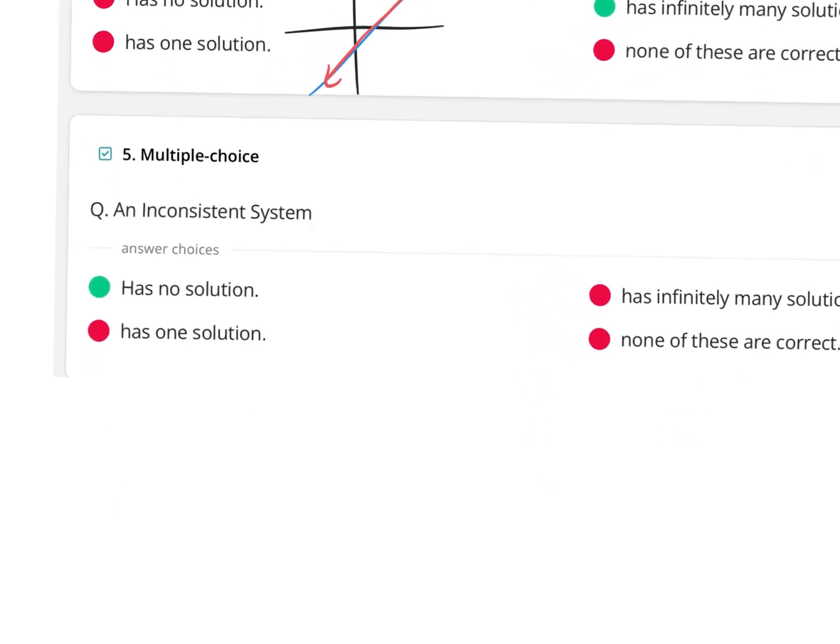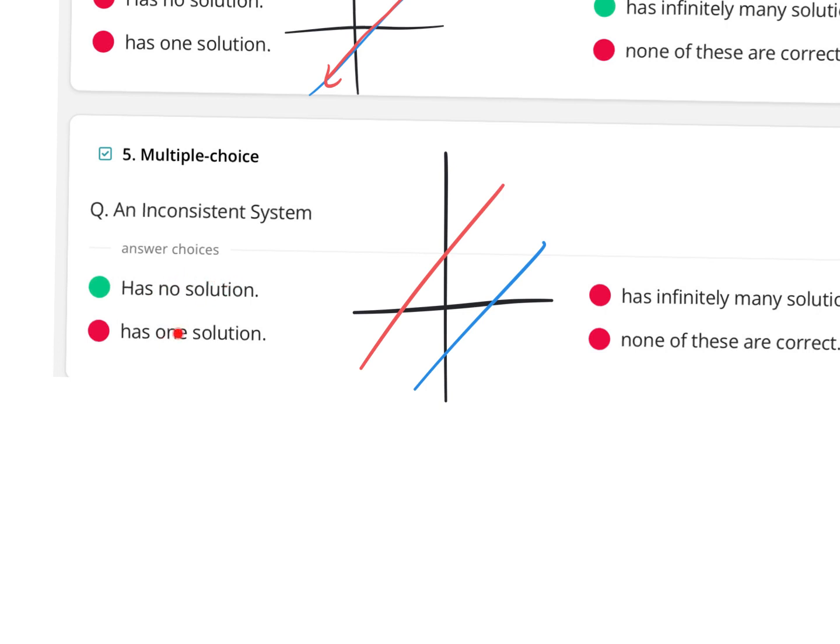Okay. How about an inconsistent system? Well, even before reading your options, just what does an inconsistent system look like? It doesn't cross. Yeah, they're parallel. So you have two lines that don't cross. That's inconsistent. Now, what do we know about that? That it has no solution.